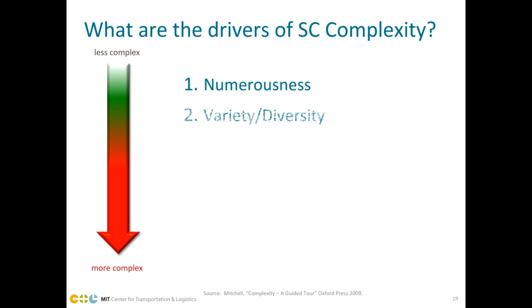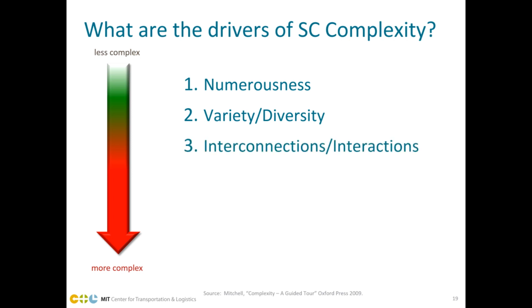So the second driver is the variety or diversity of these different entities or components. The greater the mix of different types or distribution patterns for these variables will increase the complexity. This is similar to what we talked about when we looked at managerial accounting complexity earlier. As I have more things that are different from each other, they're not all just the same, then that'll make things much more complex because now I have to handle them in different ways.